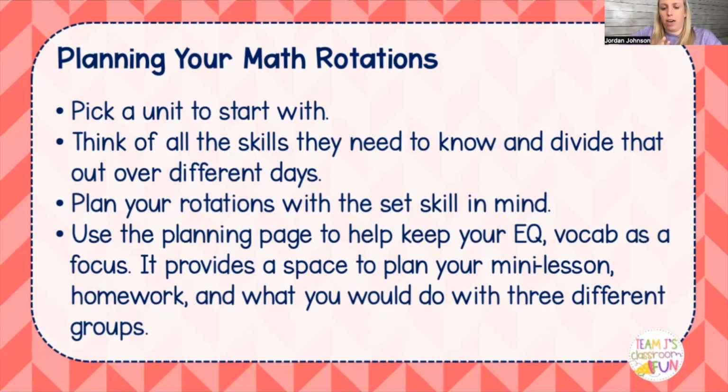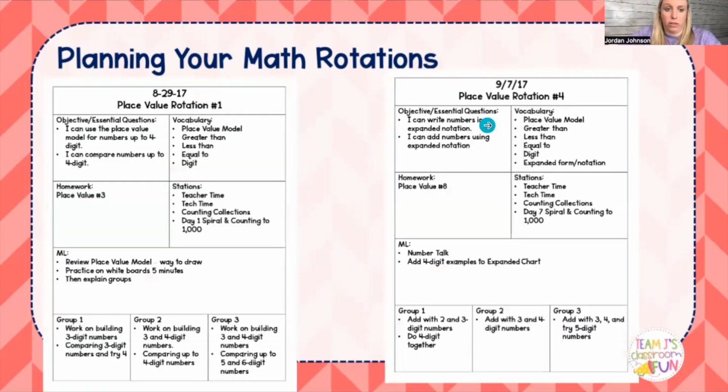So for that, I would use this planning page, and I'll show you it right now, to map out my lesson. As you can see, these are some examples from a place value unit that I did. I had the objective for the essential question we were focusing on, and then I included vocabulary I wanted to focus on. In the place value lesson for number 4, we were talking about expanded form of notation. We had digit, things like that. I have the homework on there that we're going to do.